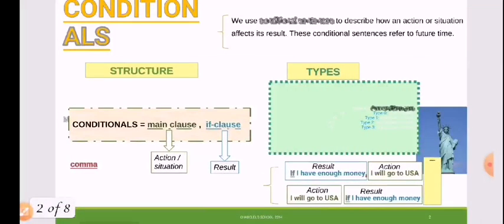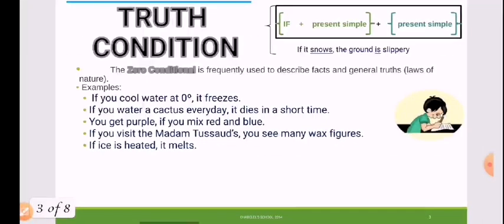If we go to the first type, type 0, how do we form type 0? If you look at the following slide, you can see that a sentence in type 0 is made of if plus present simple in the if clause. In the main clause, the verb is also in the present simple. And type 0 is used usually for general truths or facts, something related to physics, to biology, and so on.